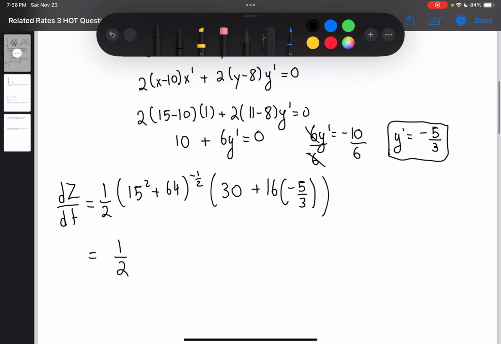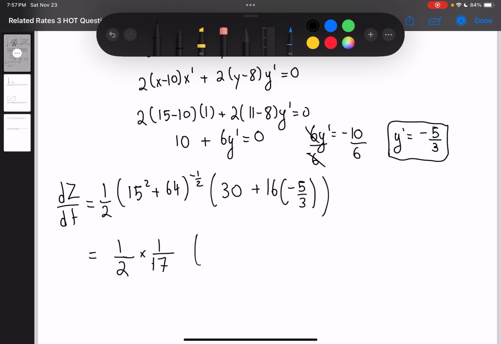So half. Now 15 to the power of 2 is going to be 225 plus 64, which is going to be 289. And the square root of 289 is going to be 17. So it is going to be 1 over 2 multiplied by 1 over the square root of 289, which is going to be 1 over 17. And then over here, 16, okay, there's no way to simplify it over here.